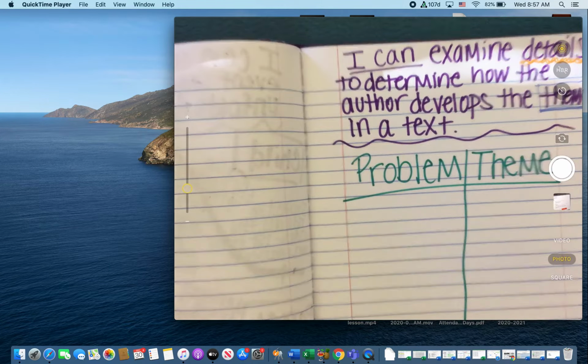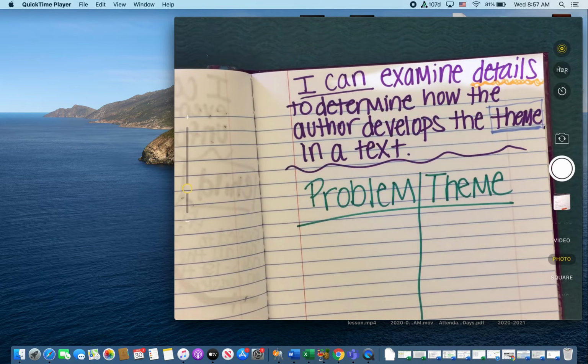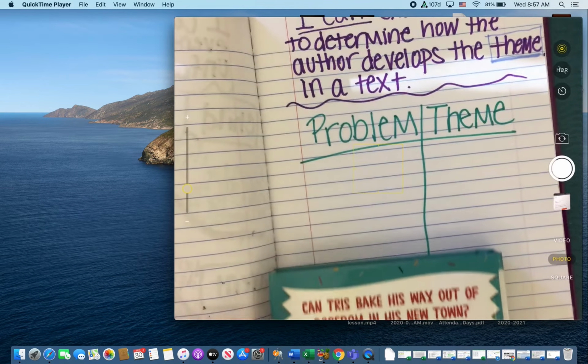All right, let's take a look at the problem in this text. Every good plot involves a problem and a solution, right? When we looked at Plot Mountain, as we head toward the climax of our story, we've had a lot of little problems, and by the climax we're having one big major problem. That can sometimes lead into the theme: what is the overall takeaway? What is the author's message? What are they trying to tell us? What's the lesson we could learn from that problem? Okay, so let's identify the problem first.